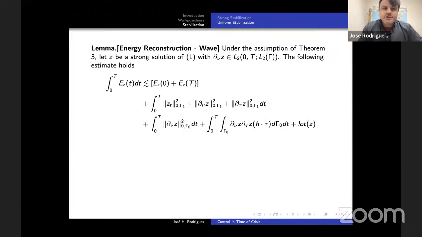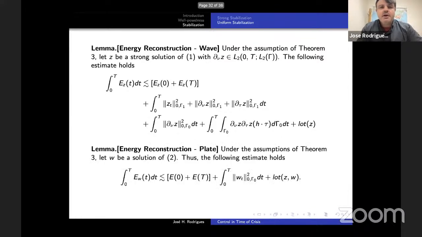And basically, the strategy here is to reconstruct the energy. So we reconstruct the energy for the wave, and then we reconstruct the energy for the plate. And as we can see here, for the energy of the wave, we have tangential derivatives that will, based on the choice of the vector field, we recover dissipating terms, and also terms that will be given by the coupling term.